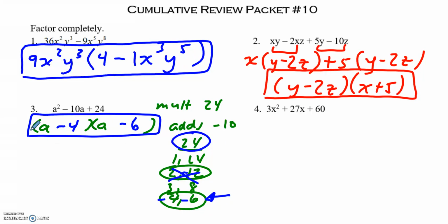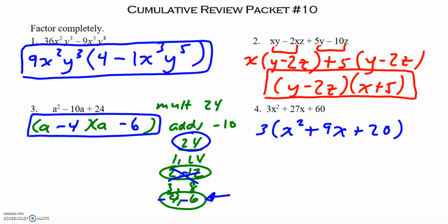Example number 4. Do I have a greatest common factor at the beginning of this problem? Yes, I do. I can take a 3 out of all 3 terms. I cannot take an x out. So let me start with the 3. If I take the GCF of 3 out and divide, I'd be left with x squared plus 9x plus 20. And then when I look at what I have left over, just like number 3, I'm left with a trinomial, highest power of 2, and the lead number of 1.